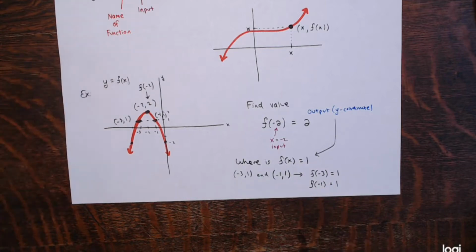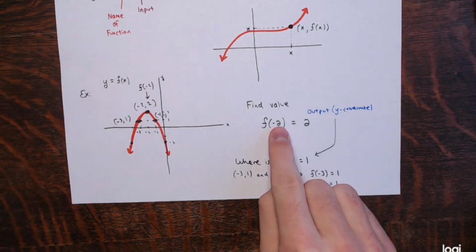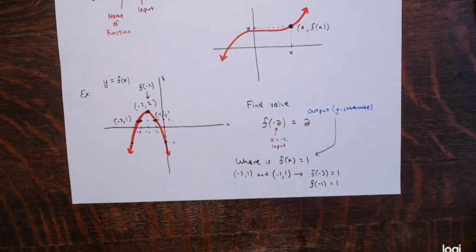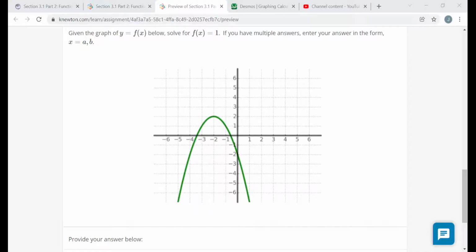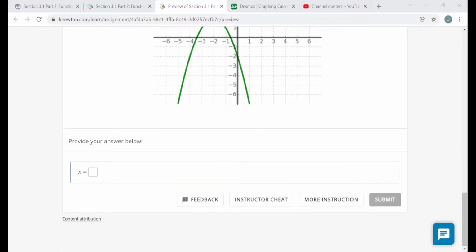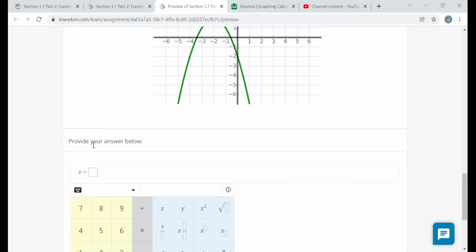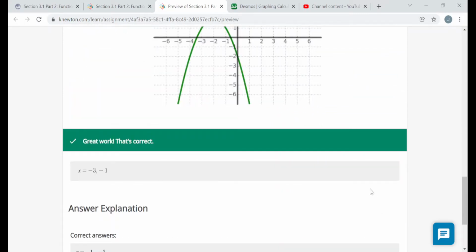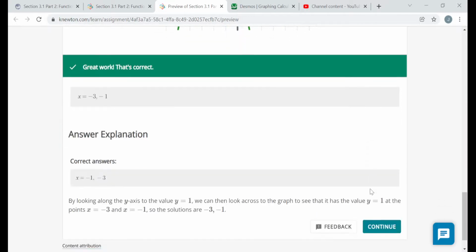All right, so earlier you were given the input, asked to find the output. Here you're given the output and asked to find the inputs that give you that output, and those would be -3 and -1. And since there are multiple solutions, they want us to put commas between them. Right? So -3, comma, -1 also works. So I'm hoping that seems simple enough. All right, so moving on.